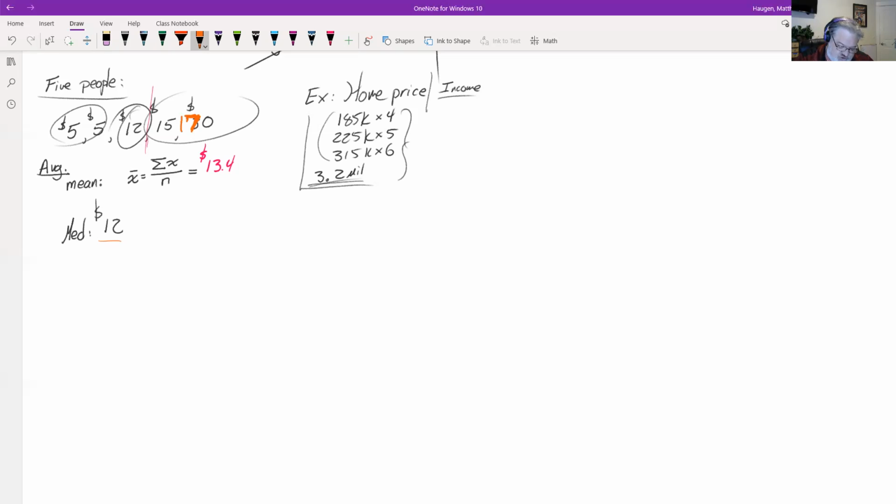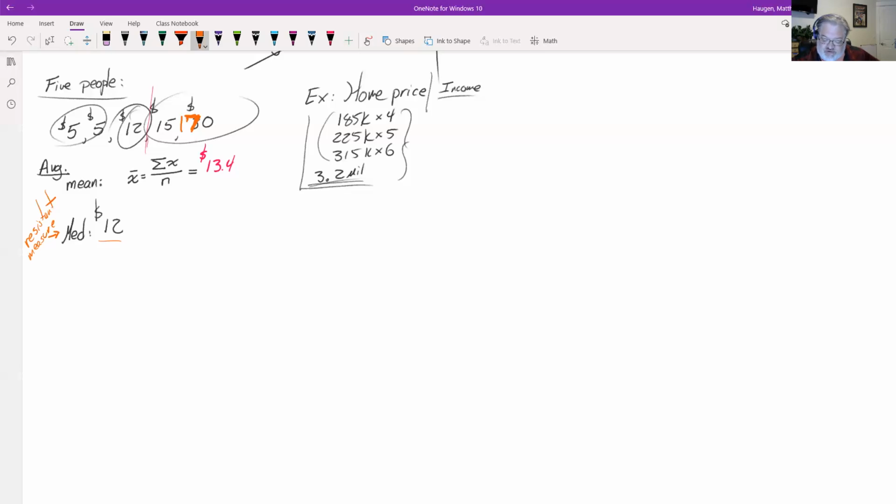Median is referred to as a resistant measure because of this. It is resistant to extreme data.